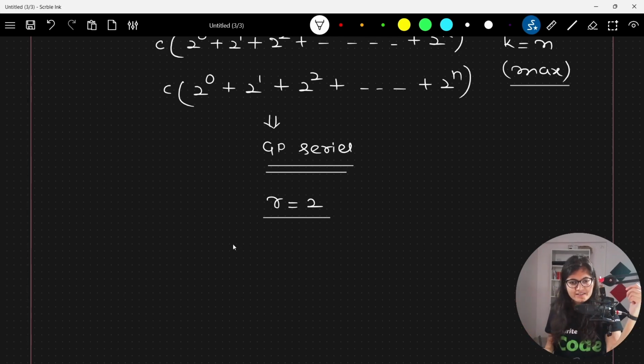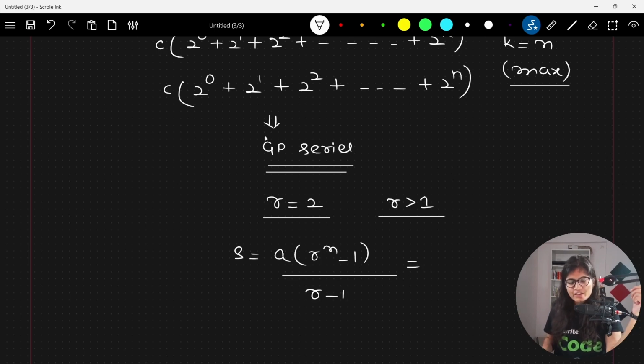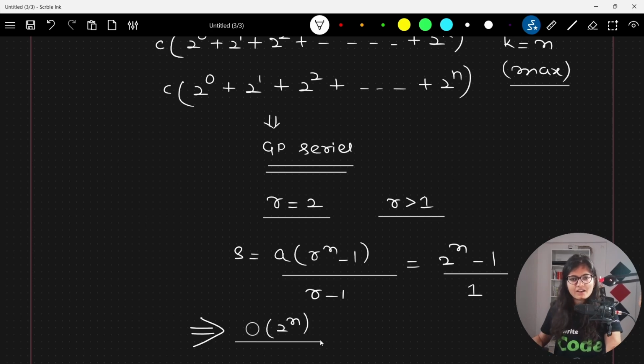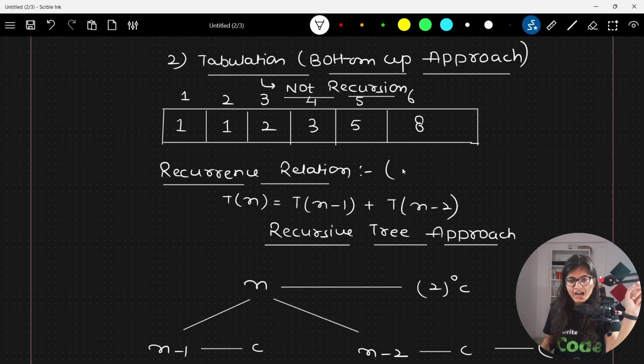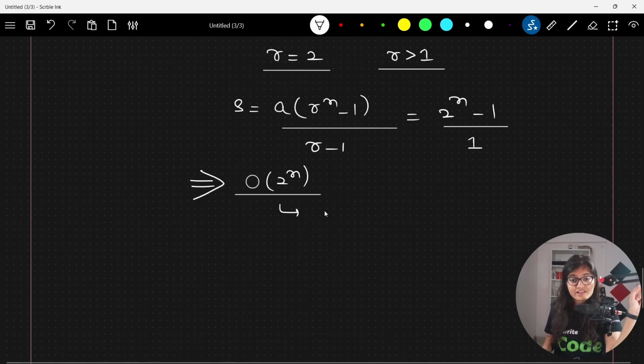So what is the sum of a GP series? When the value of r is greater than 1, it is a into r to the power n minus 1 divided by r minus 1. So the value of a is 2 to the power 0, which is 1 itself, into 2 to the power n minus 1, divided by 2 minus 1, which is 1 itself. So can I say that the time complexity required to do the above task with recursion is exponential? This is the recurrence relation when we code with recursion, and the time complexity we are getting is exponential here.